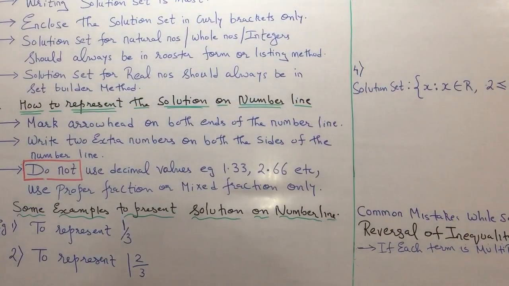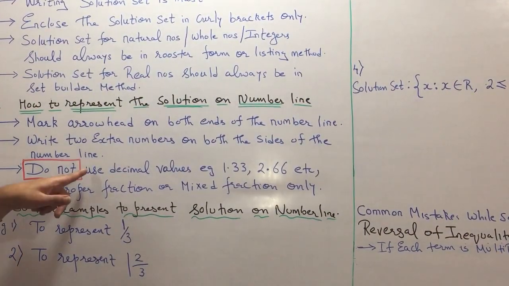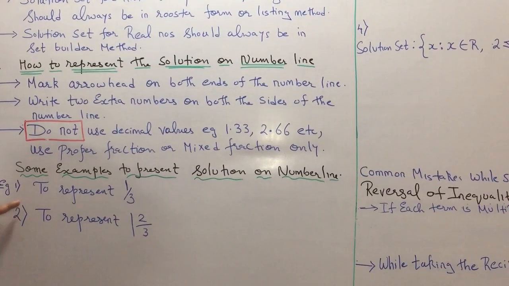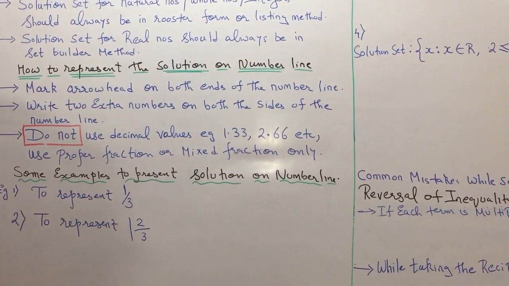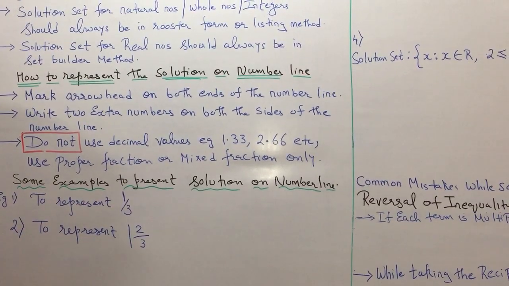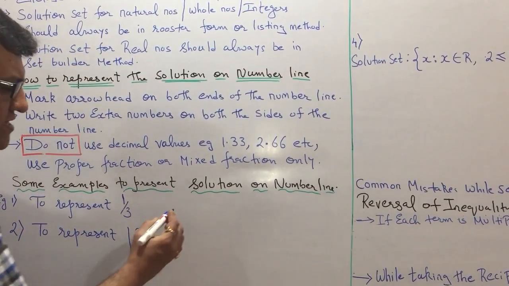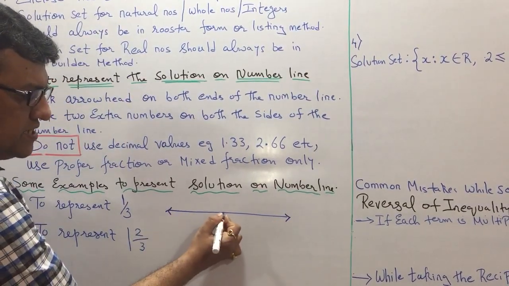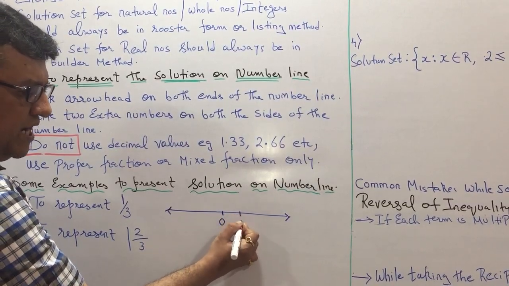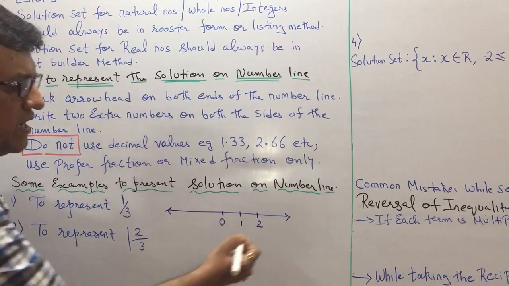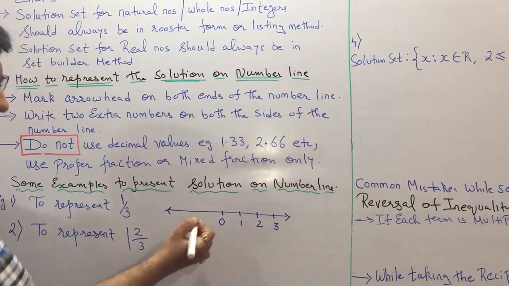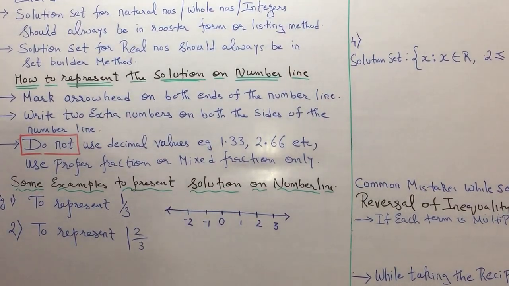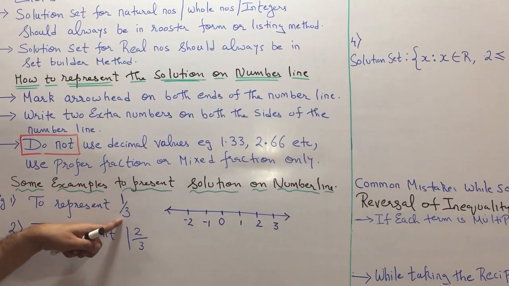Let's take 2-3 examples whereby we understand how the presentation on the number line will look. The first one: how to represent 1 by 3. When we go for drawing 1 by 3 on a number line, how do we present it? The very first thing is, I'm going to draw a number line here. 0 right here. 1, 2. I'll take one more extra, say 3. Here, it's going to be -1, -2. Now, what is the number I need to represent? I need to represent 1 by 3.